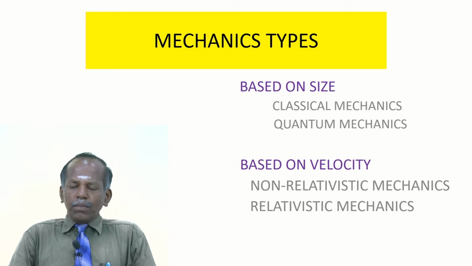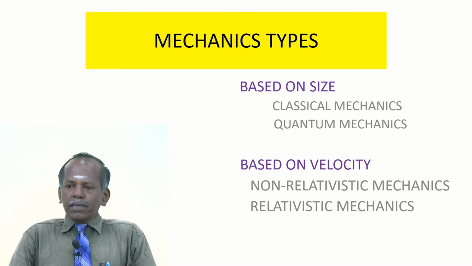Whereas if the motion is comparable to light velocity, which is 3 lakh kilometers per second, 3 into 10 power 8 meters per second. In 1 second, light can travel 3 lakh kilometers, an unimaginable value. It is the fastest physical parameter in the world. If a particle is moving with such a high velocity, we categorize that type of mechanics as relativistic mechanics.